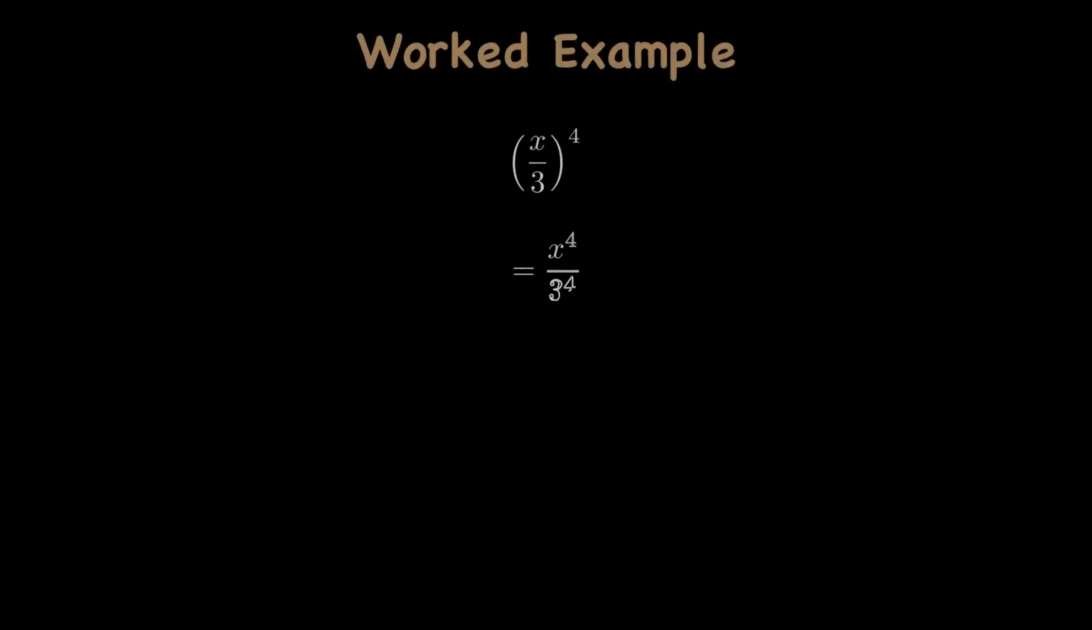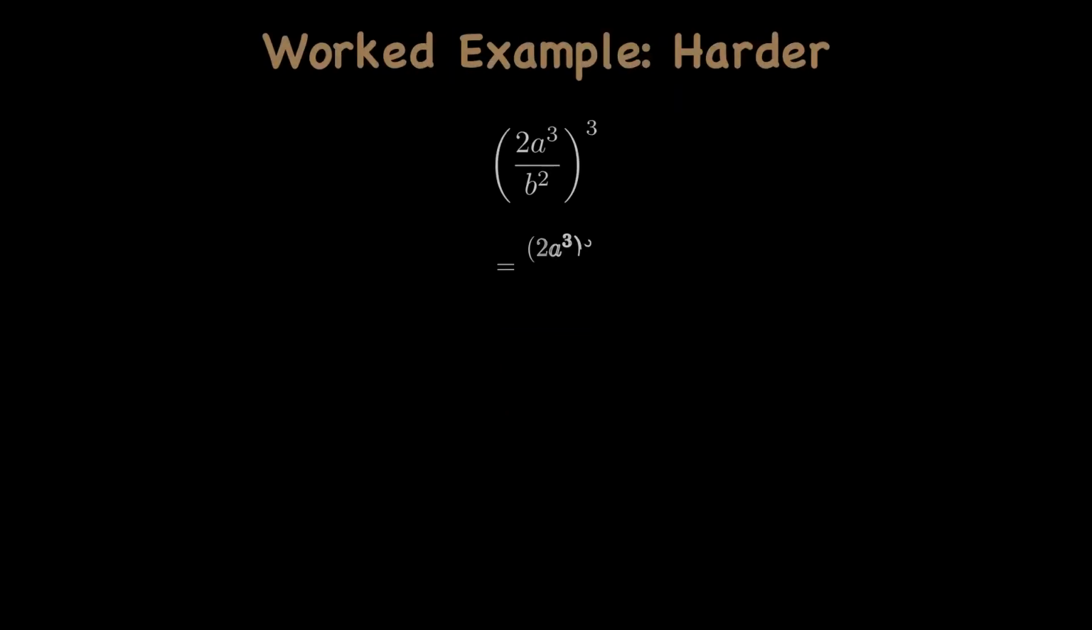Worked example. Simplify (x over 3) all to the power of 4. Distribute the power. x to the 4 over 3 to the 4. 3 to the 4 is 81. The answer is x to the 4 over 81.